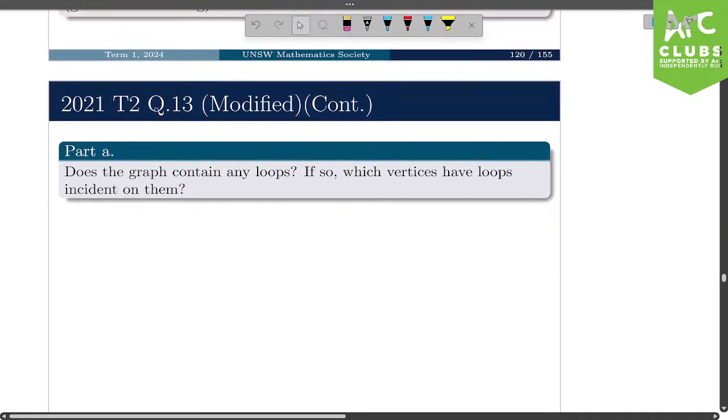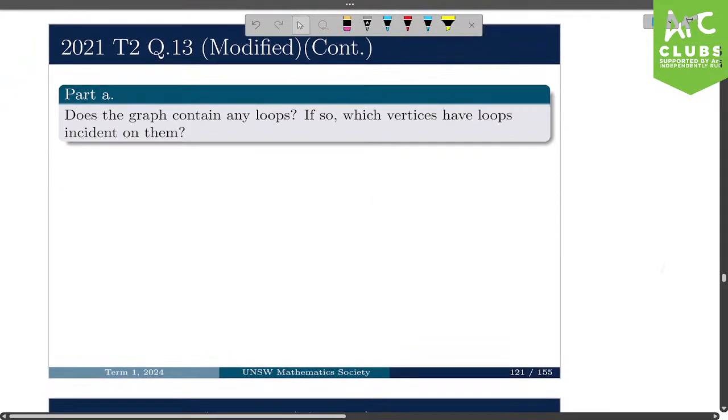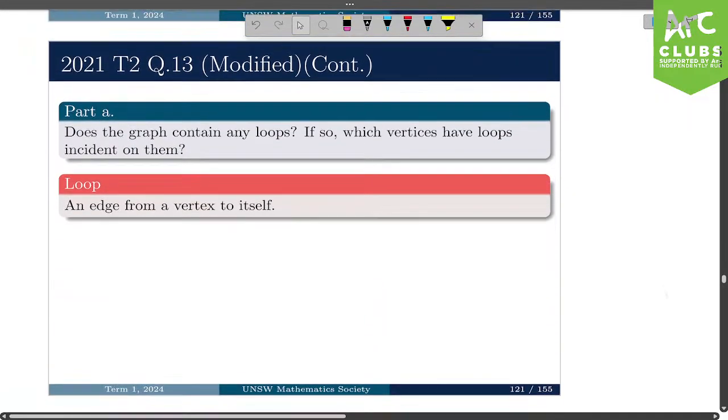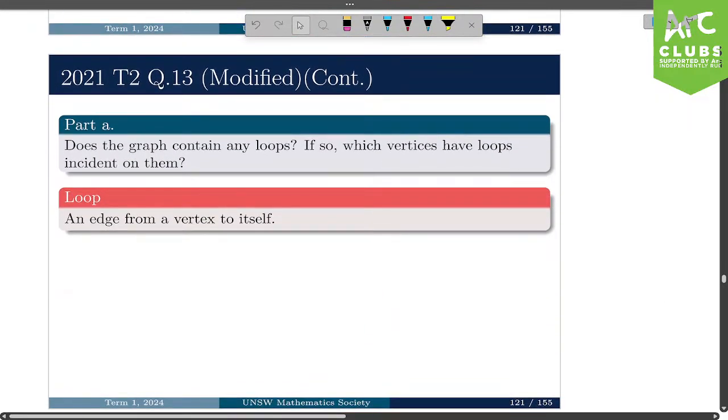Okay, part A of the question asks, does the graph contain any loops? If so, which vertices have loops incident to them? And a loop in this definition is an edge from a vertex to itself.